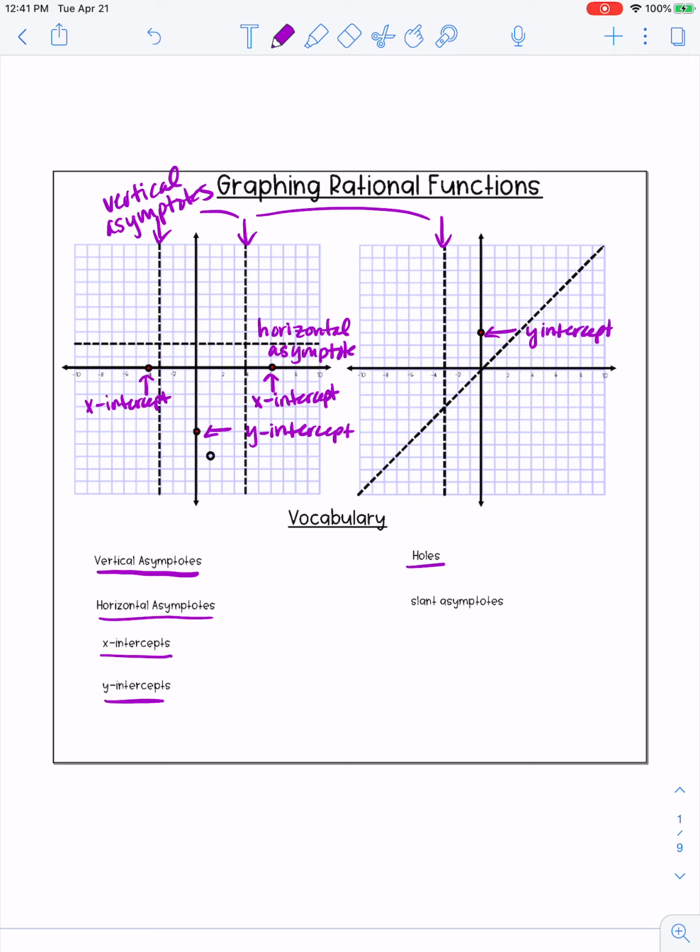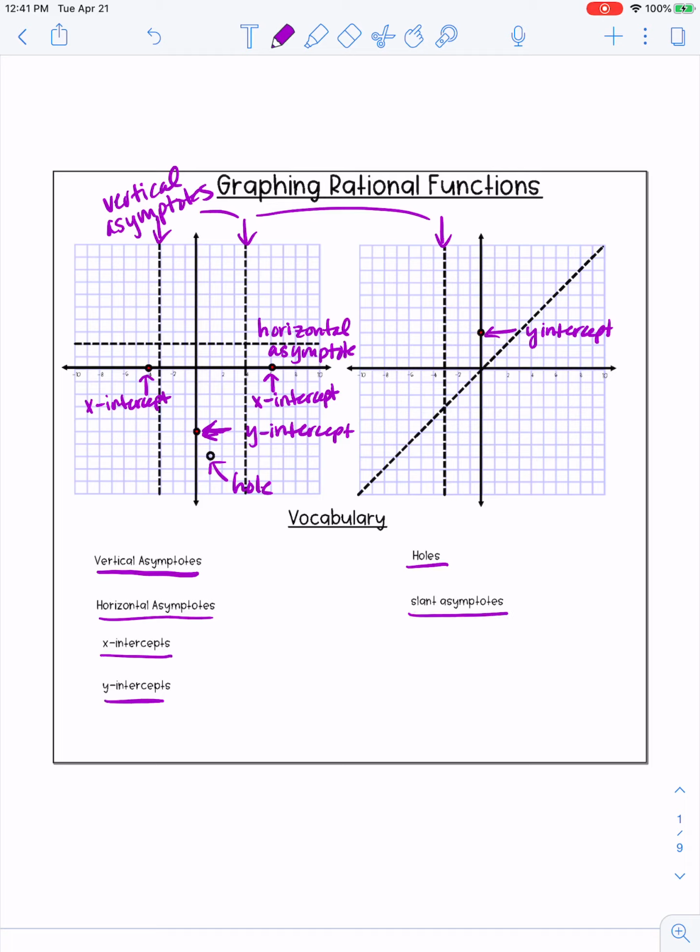And here, we also have something called holes. Now, holes are also an undefined scenario. However, the difference is that the graph is undefined only at a point. So at that point, we call it a hole. You see that this is an example of a hole and it's not filled in, whereas my point here is colored in. So that hole indicates that my function is not defined at that one point. So that's what a hole is.